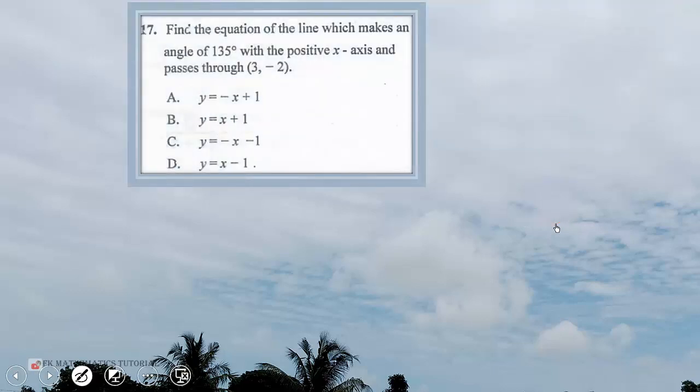Then number 17 says find the equation of the line which makes an angle of 135 degrees with the positive x-axis and passes through 3, negative 2. So the gradient will be given by m is equal to tan 135 degrees, which is given by negative 1.